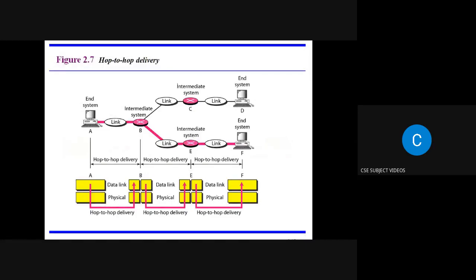So it is hop to hop delivery. It is also called node to node delivery. So in the physical and data link layers, the communication is hop to hop or node to node delivery. So these are end systems A and D, and B, C, E are intermediate nodes. When the message travels on the network at the data link and physical layer, it must be hop to hop delivery.